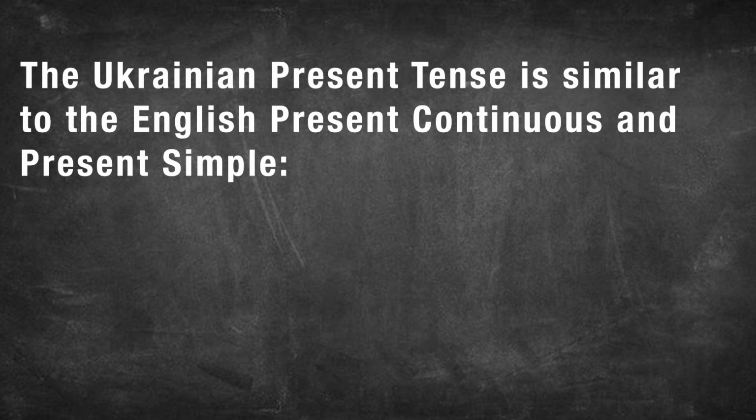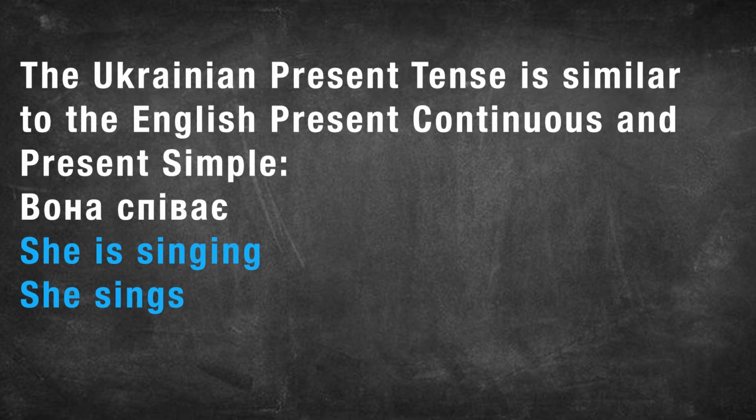So, the Ukrainian present tense is similar to the English present continuous and present simple tense. For example, вона співає. You can say it in English, she is singing or she sings. Вона співає. In Ukrainian, it's not defined, like вона співає зараз, чи вона співає загалом. Is she singing now or she sings always and everywhere?